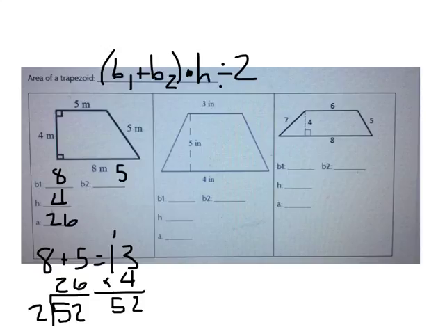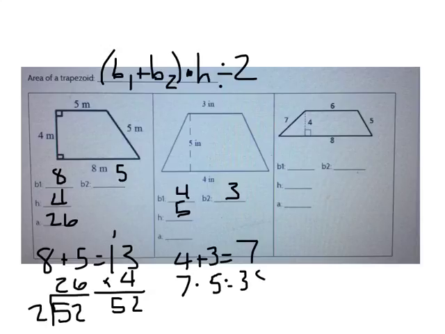Let's do the next one. Base 1 is 4. Base 2 is 3. The height is 5. What's 4 plus 3? It's 7. 7 times 5 is 35. 35 divided by 2 is 17 1/2.